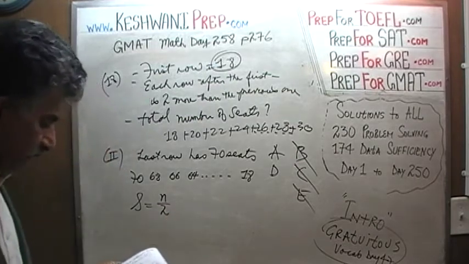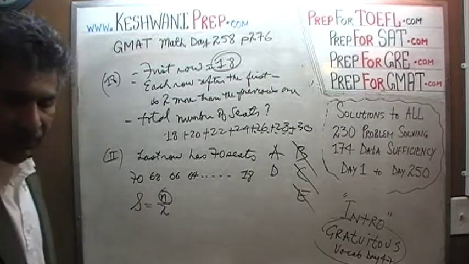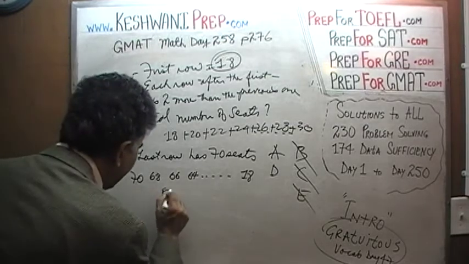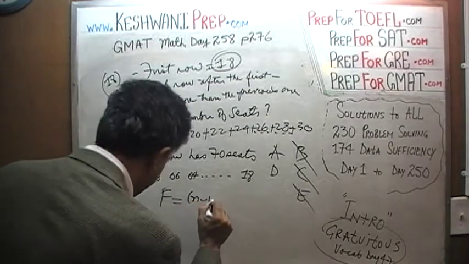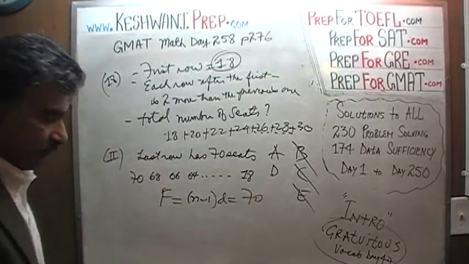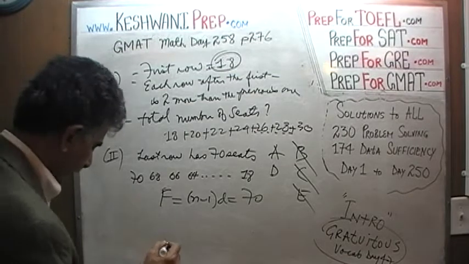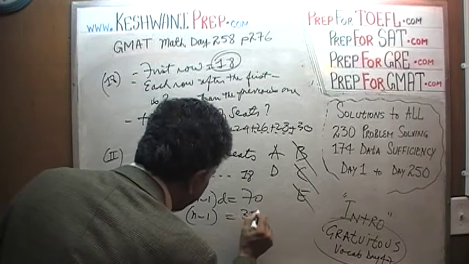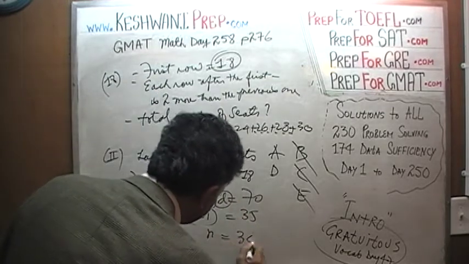But you see, we're going to have to do a lot of work to figure this out. We first have to figure out the n. The n part is going to come from the fact that the last row, the final row, is going to be n minus 1 times d, and we are told that this is 70. First we have to solve this equation for n, and it's a lot of work. When we do that, n minus 1 equals 35, because d is 2, and then actually it's not a lot of work, it's 36.